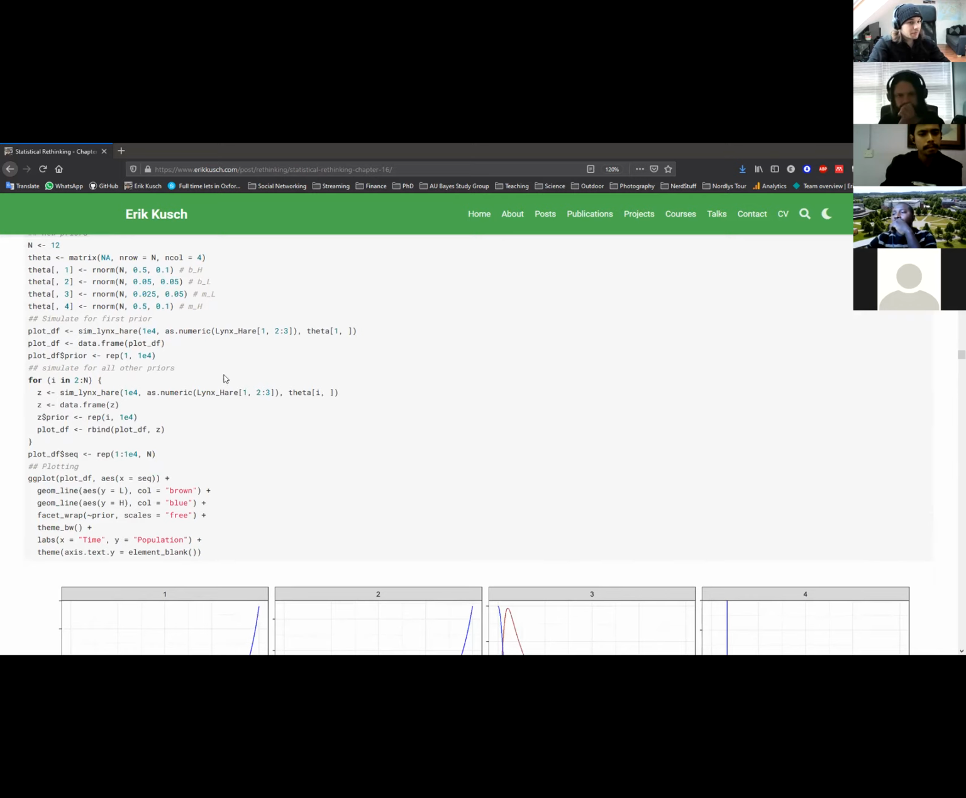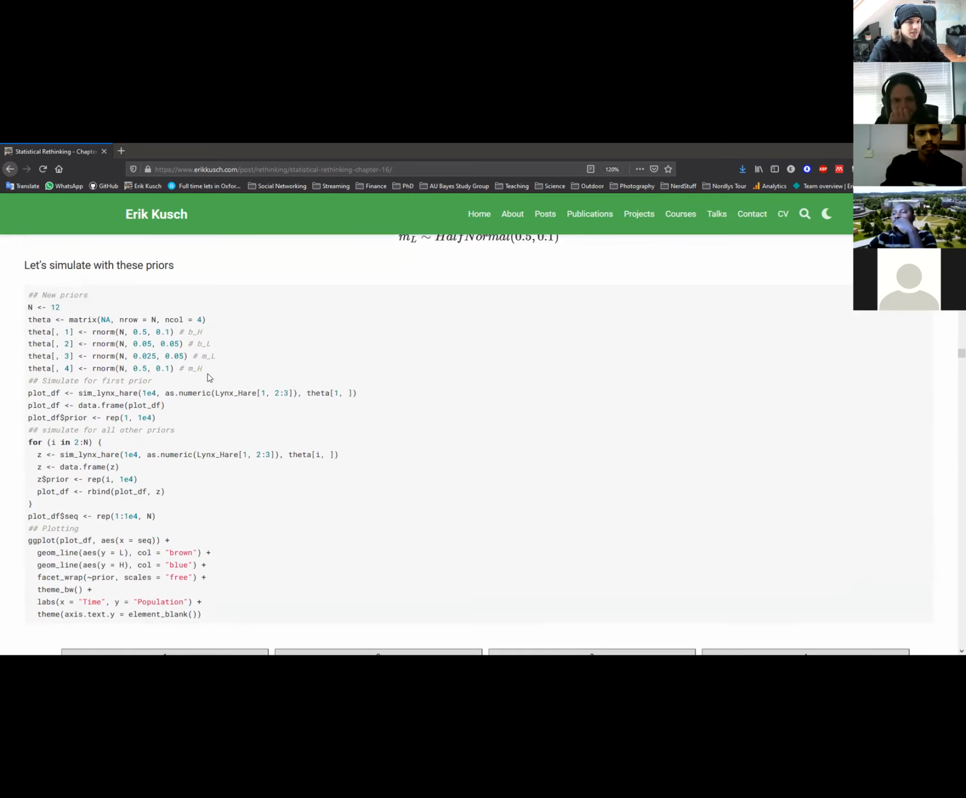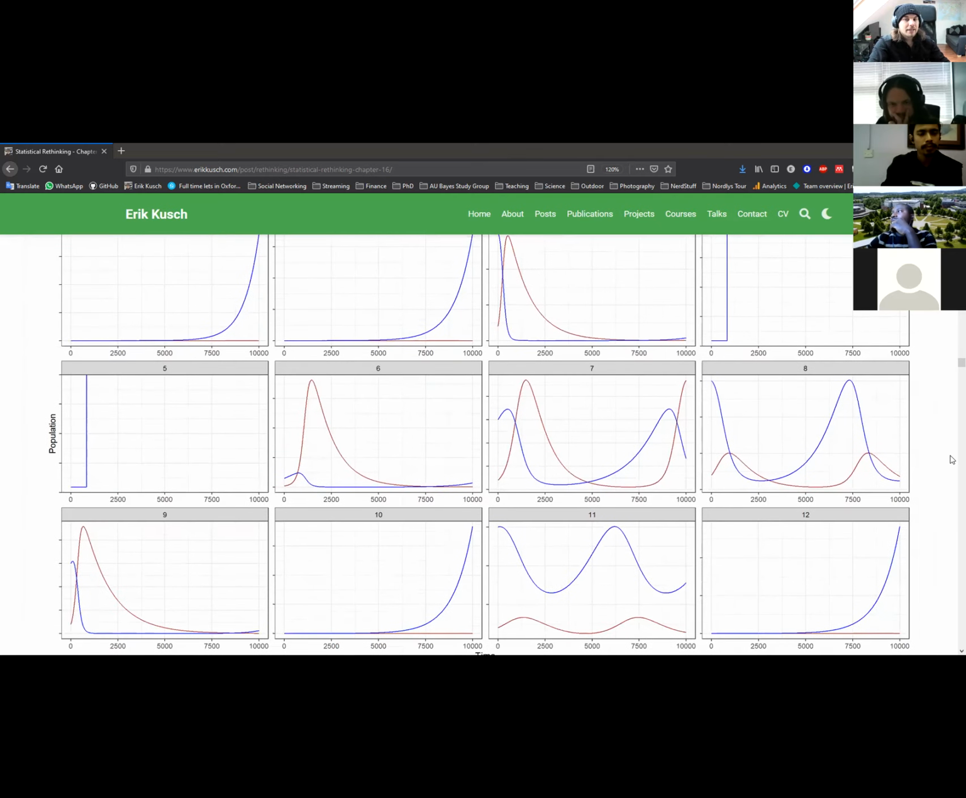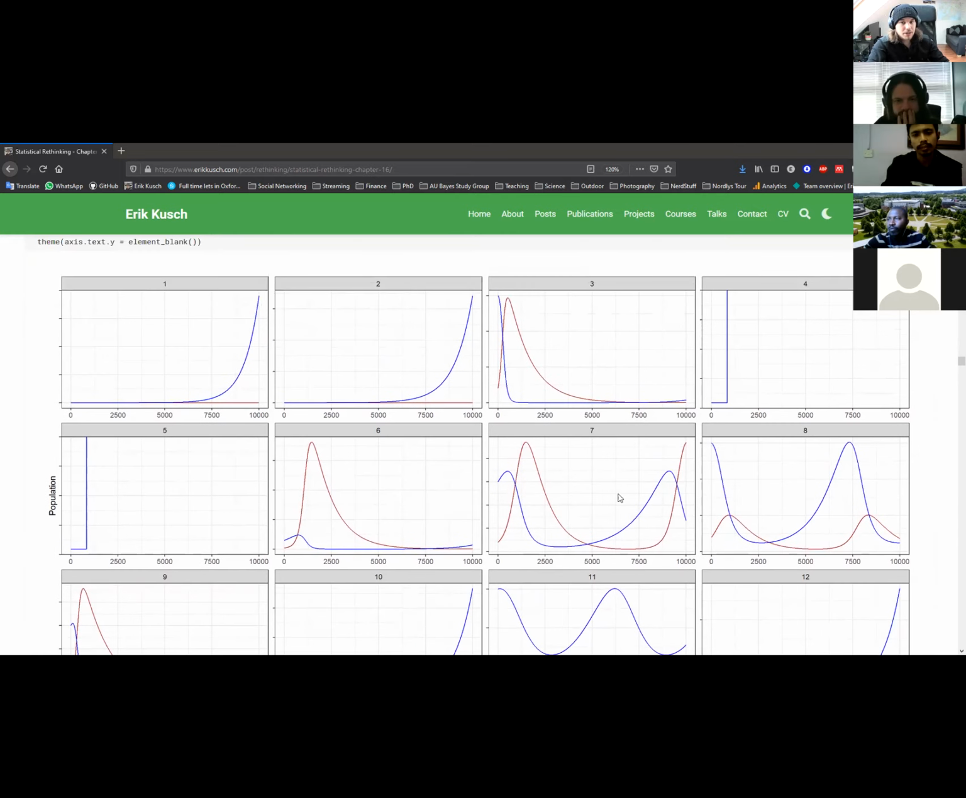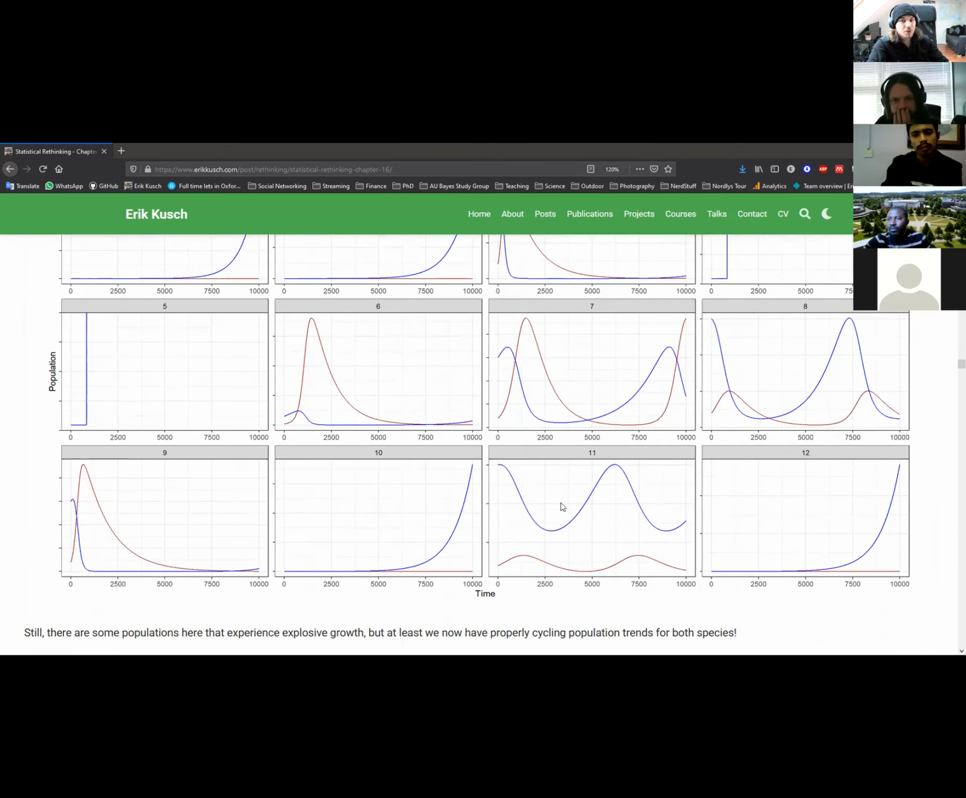So again, I do my prior predictive simulation just like I did above, just this time with new priors in here, again for 12, and these are much nicer. Again, we have a few that just shoot off into the ether, but I'm honestly fine with those as long as I can see all of the others which actually show some cycles.